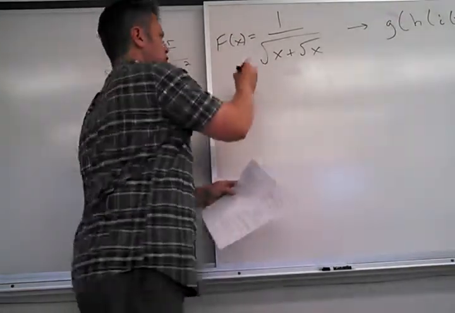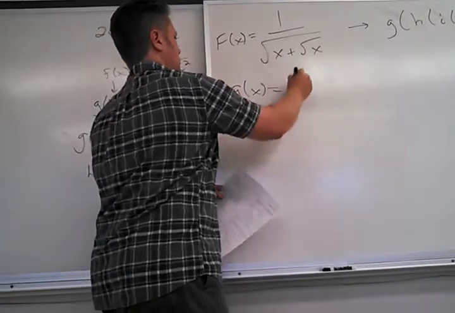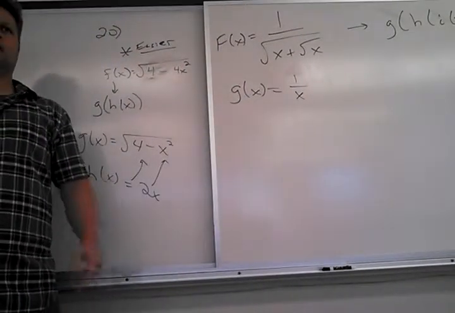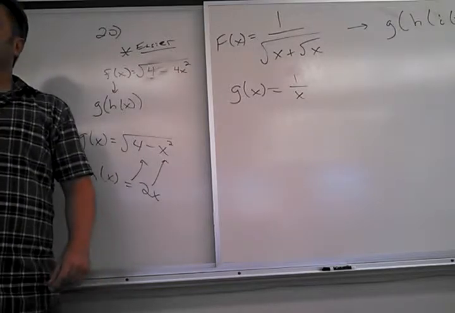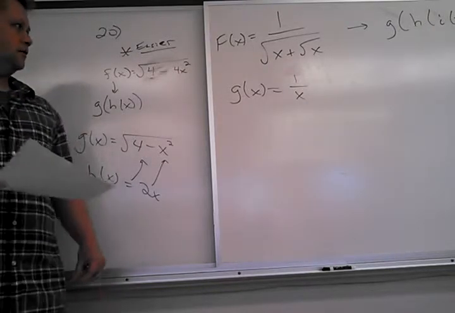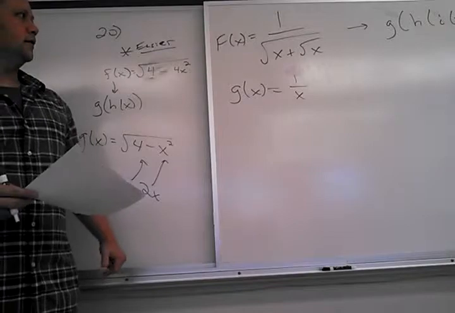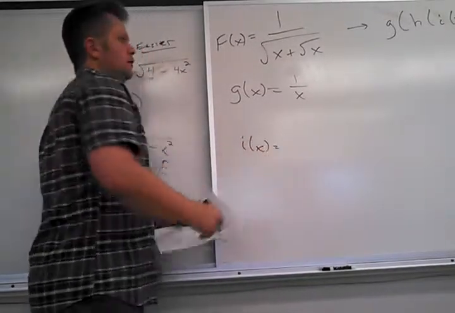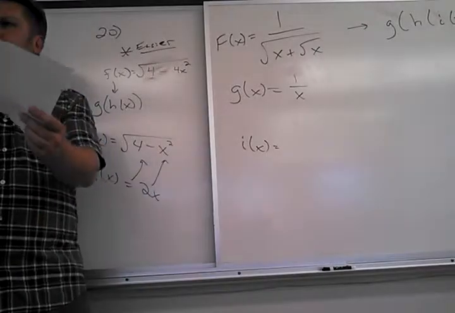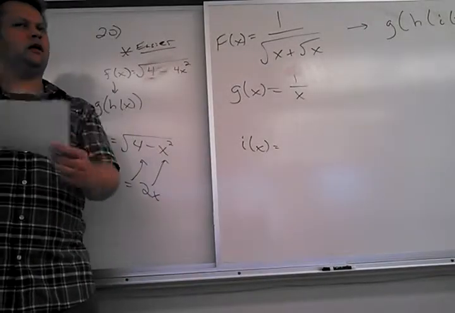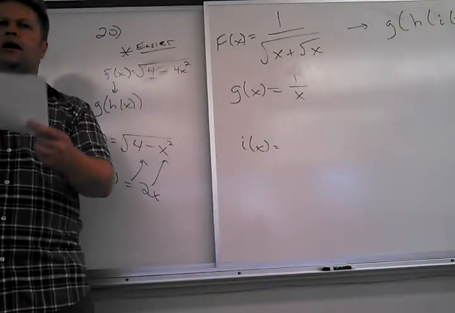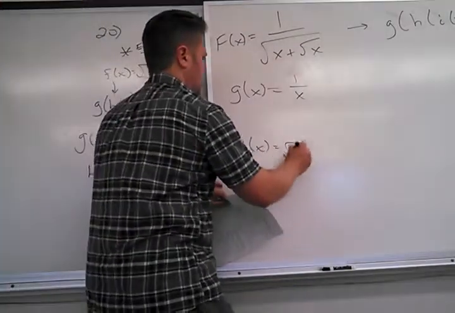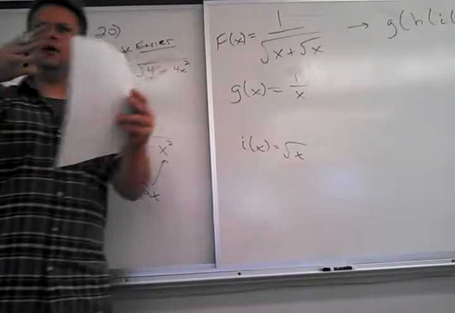I definitely know that g is going to be 1 over x. That is one possibility. There are always at least 18 billion ways to do this. And I know that i of x has pretty much got to be the square root of x in a way. Again, there are a lot of different ways to do this, and some of them are kind of trivial. But the main thing is, square root of x seems to be the innermost thing.